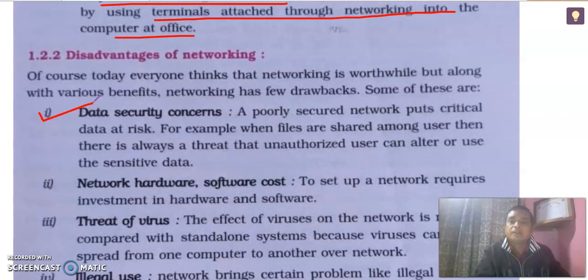And next is network hardware and software cost. While installing or creating a network, it consumes some investment in procuring the hardware and software for creating a network. So when we need to set up a network, we need to spend some money. So it is a little expensive when it comes to creating a network.